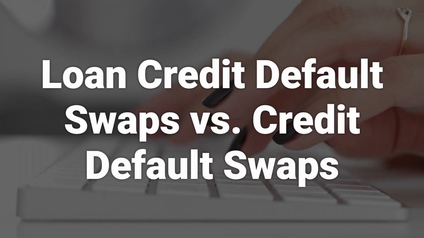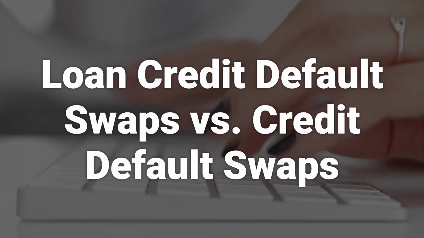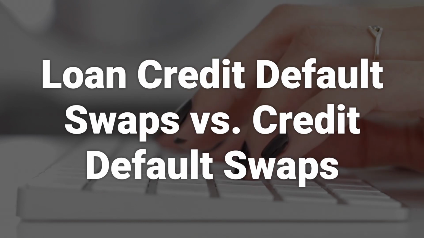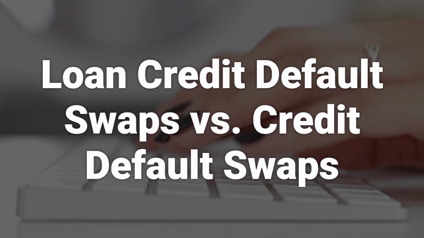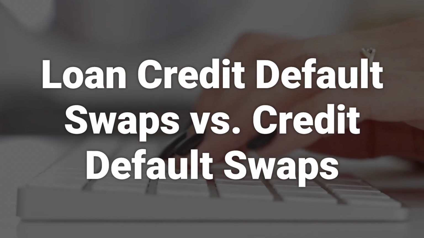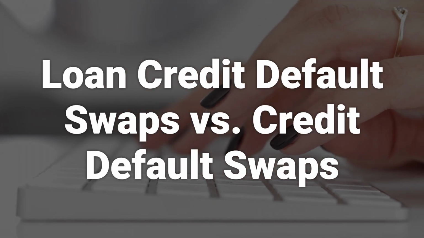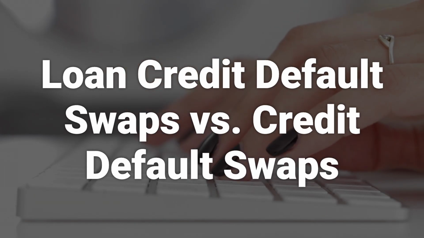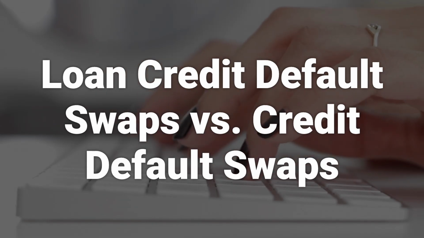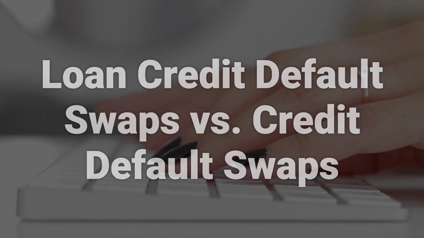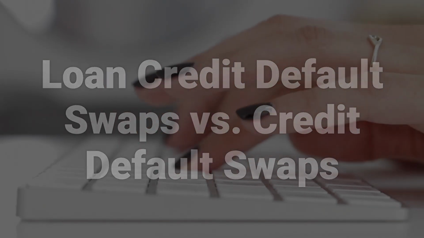LCDS and CDS can be used to hedge against or obtain credit exposure for the buyer, and they can also be used to make bets on the credit quality of an entity. The recovery rate is the biggest difference between the two. The debt underlying a LCDS is secured to assets and has priority in liquidation, leading to higher recovery values if the loan defaults. As a result, a LCDS generally trades at tighter spreads than a regular CDS.